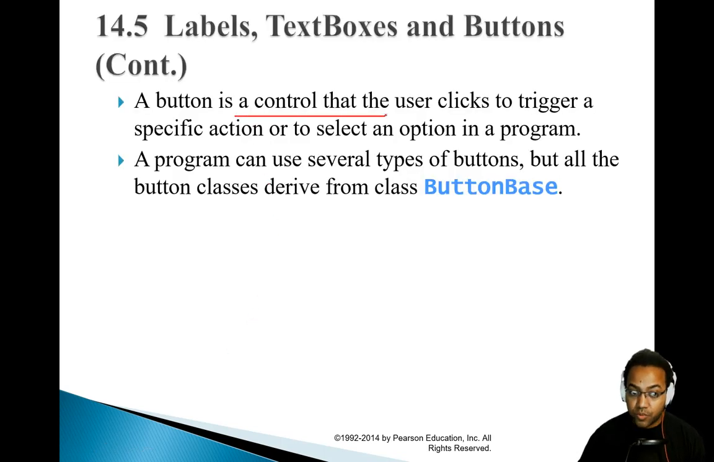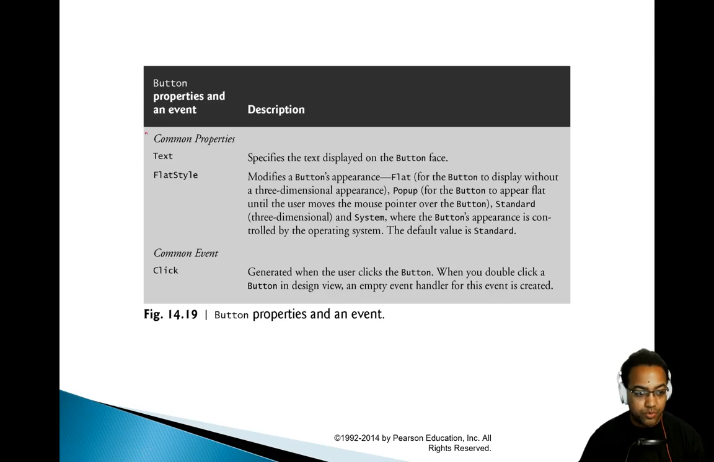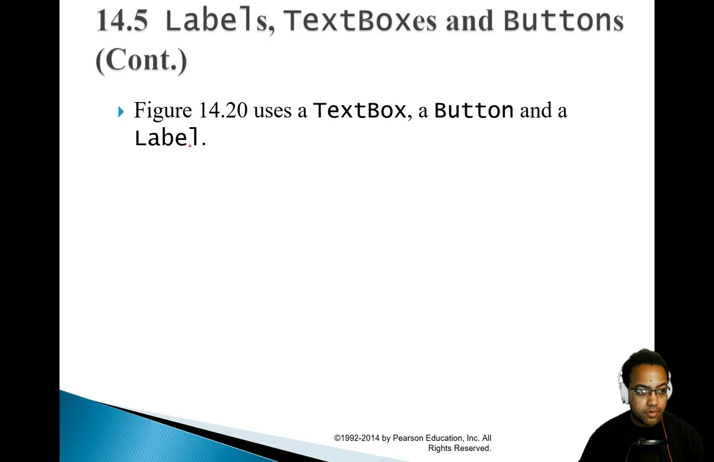A button is a control that the user clicks to trigger a specific action or to select an option in a program. A program can use several types of buttons, but all the button classes derive from class ButtonBase. And here are some common events of class Button, but we've gone over a lot of these already. So here are some events. Click. I didn't show you MouseOver like we have now, but there's a lot.